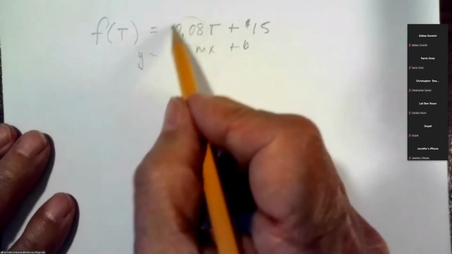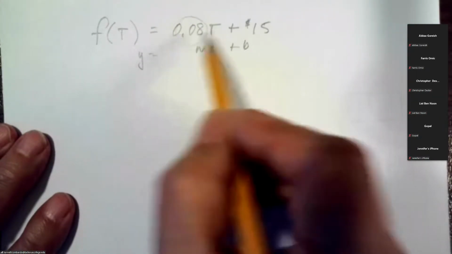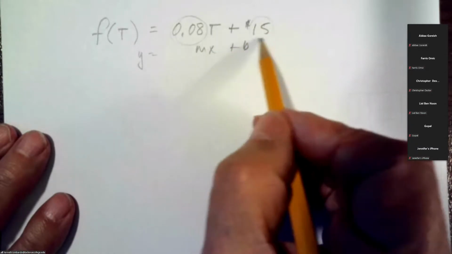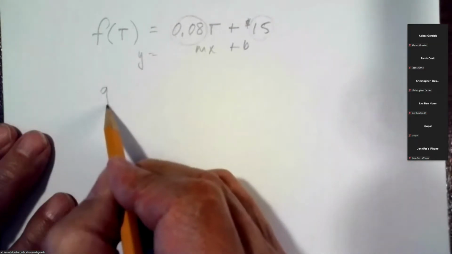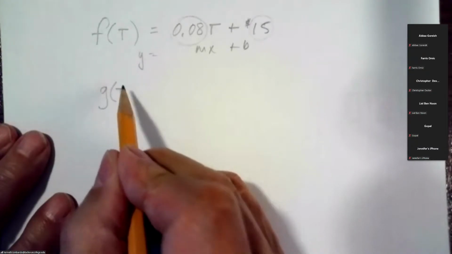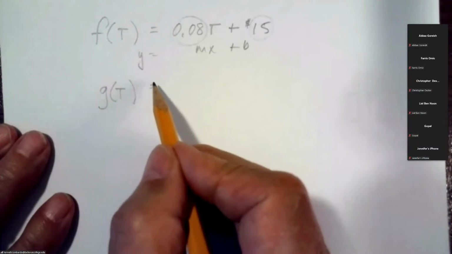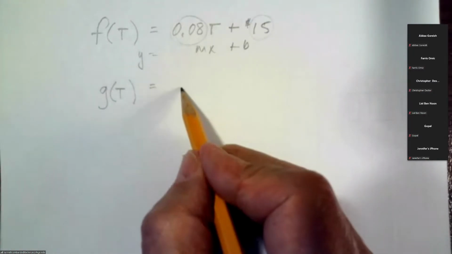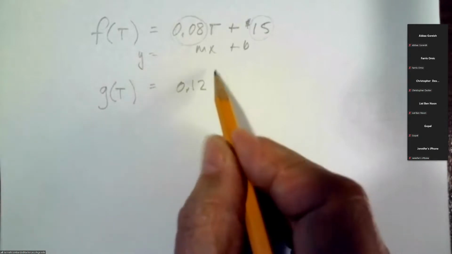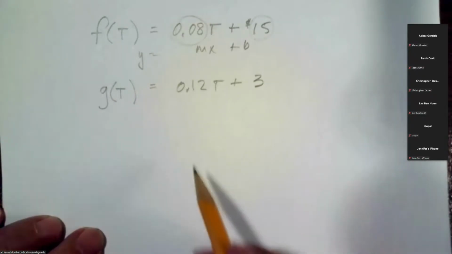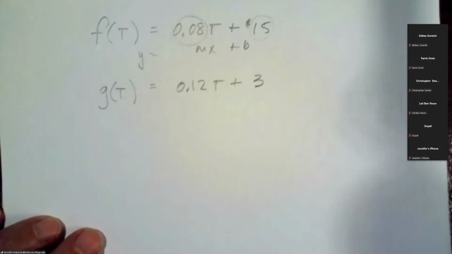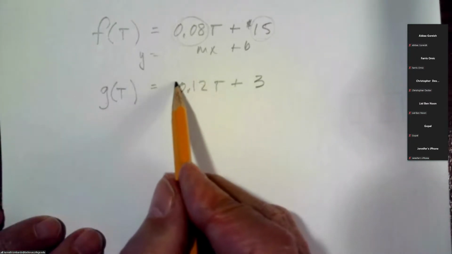Where M would be this value here, the slope. And the y-intercept would be 15. That makes sense? And then if I gave you function G, different function, still based on text messages, T, and I said, well, that's going to be 0.12 T plus 3. Now, does this G function have a steeper or an increased slope or a less of a slope than F? This has a larger slope, doesn't it?